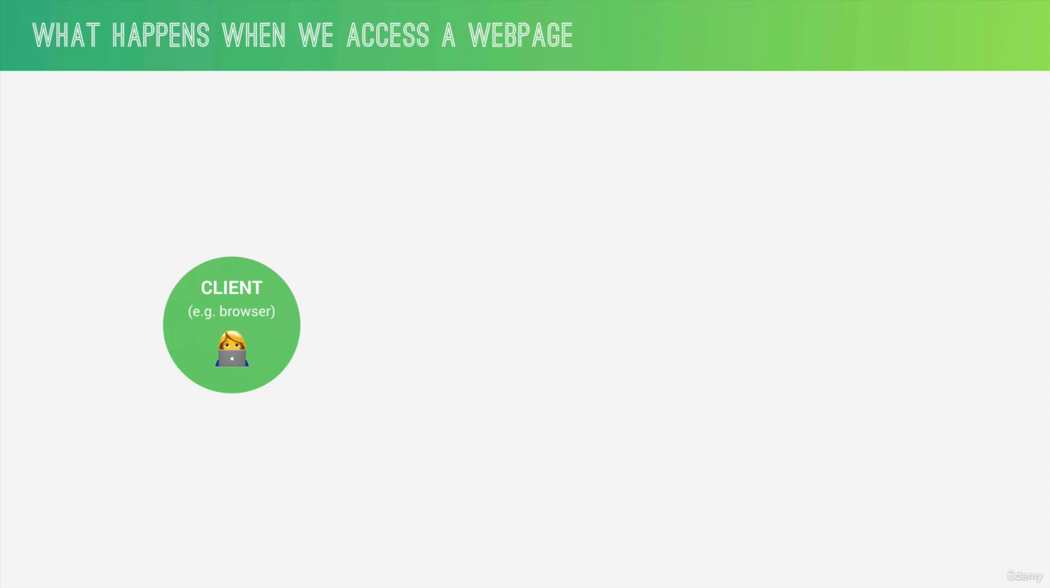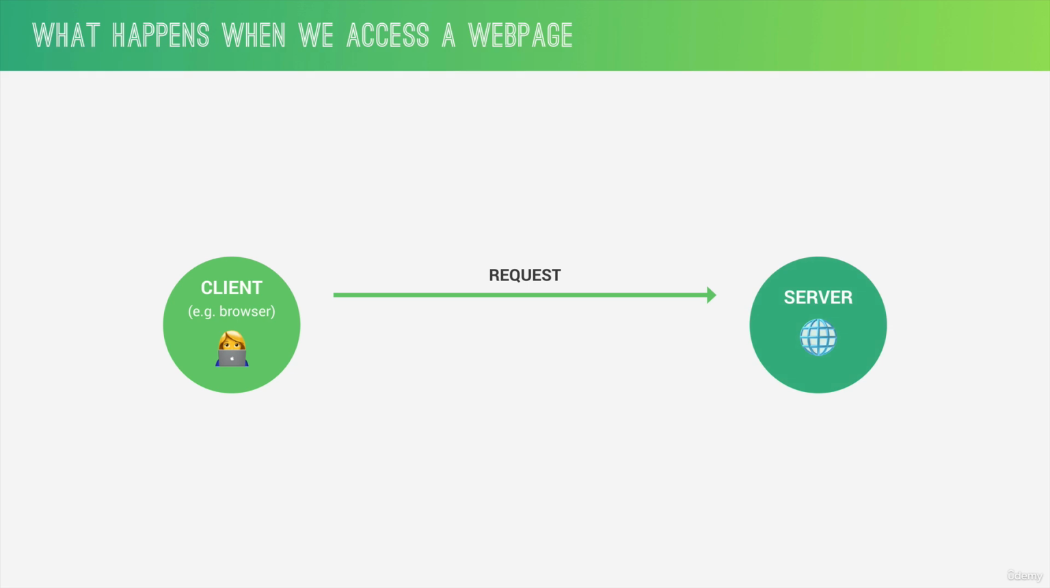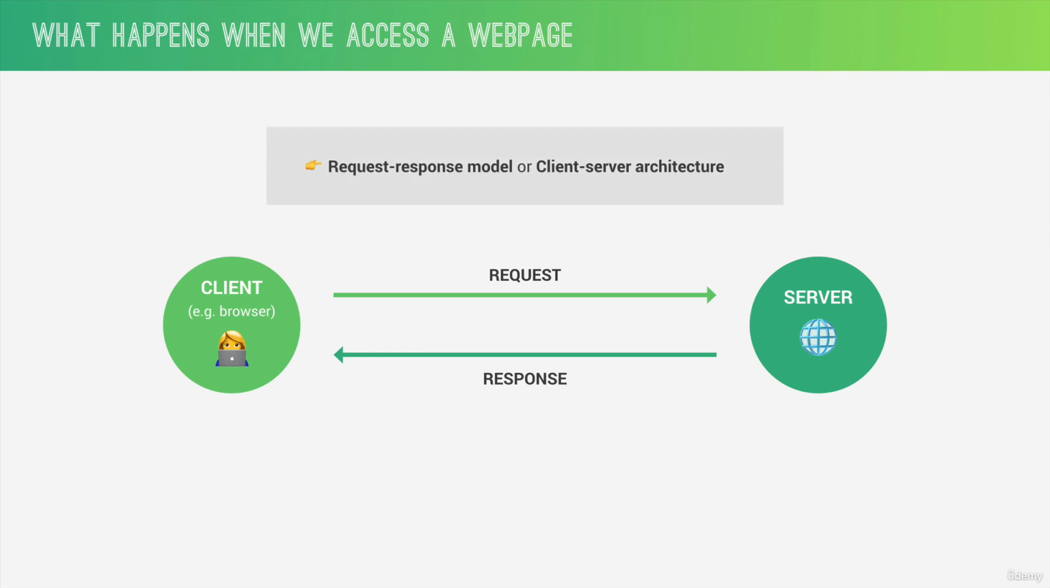Well, the most simple answer is that our browser, which is also called a client, sends a request to the server where the web page is hosted. And the server will then send back a response, which is going to contain the web page that we just requested. And this process is called the request-response model, or also the client-server architecture. And everything that we're going to talk about in this section revolves around this fundamental concept.